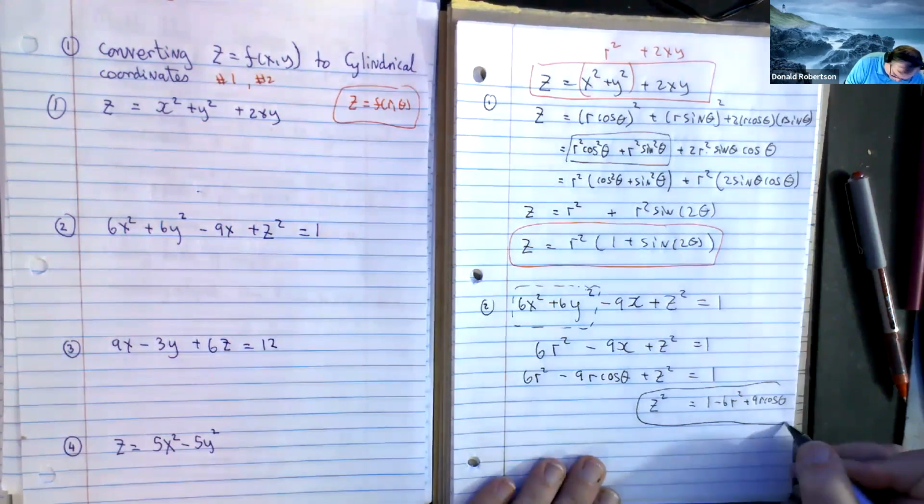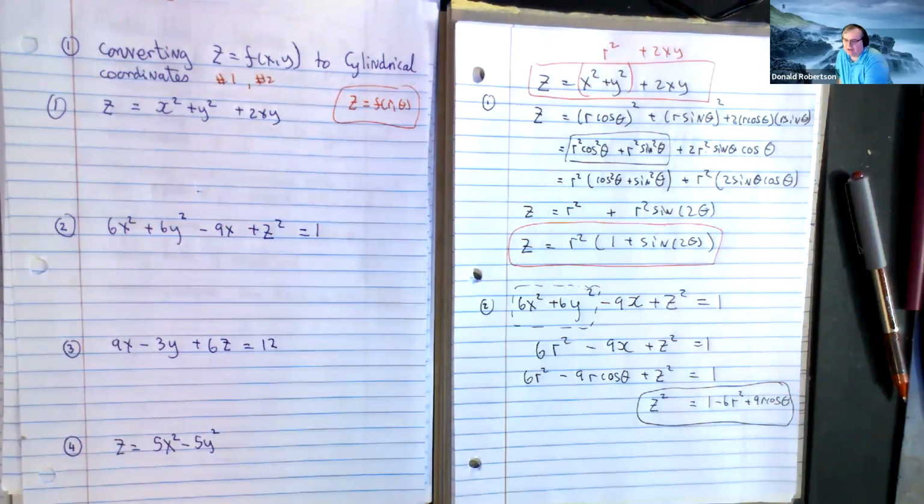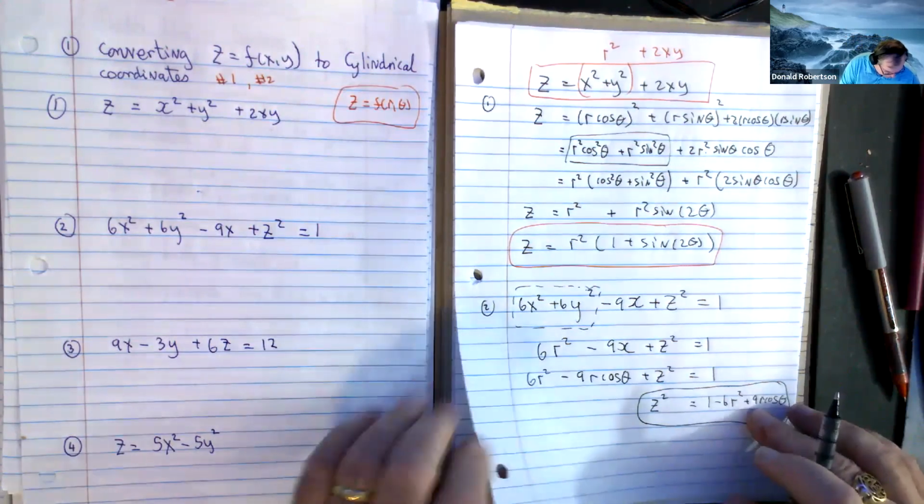And I don't want to push my luck. I think that's as good as that's going to get. If I wrote z equals, wouldn't I have to do plus or minus the square root? And I don't think that's really bringing anything to the party. So that's as good as that's going to get.